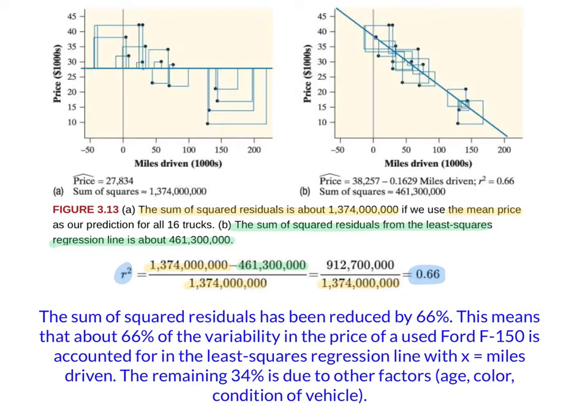That would mean that the other 34% accounts for other things that are not being attributed to this data, like the age of the car, the color of the car, the condition of the vehicle, where the vehicle is from, the person who wants to buy it, etc. So that's what we do with R squared. That's why we use it, and that's what we do with it.